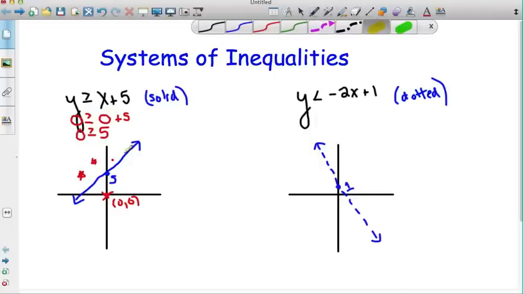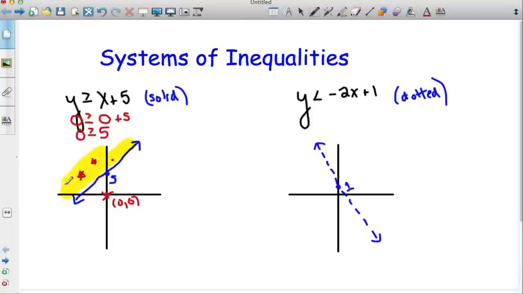And we know that everything above the line is a solution. So you'd shade in above the line like this. And you can get all the way down next to the line. Alright, so that's our solution for just graphing y is greater than x plus 5.